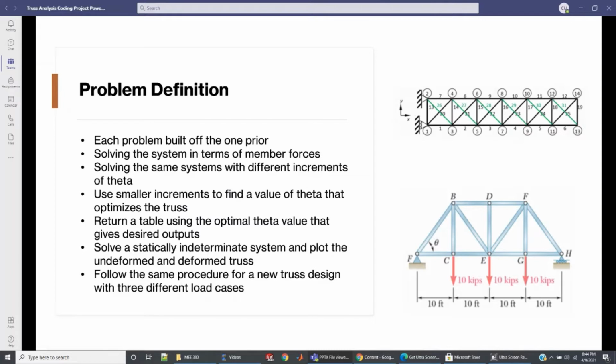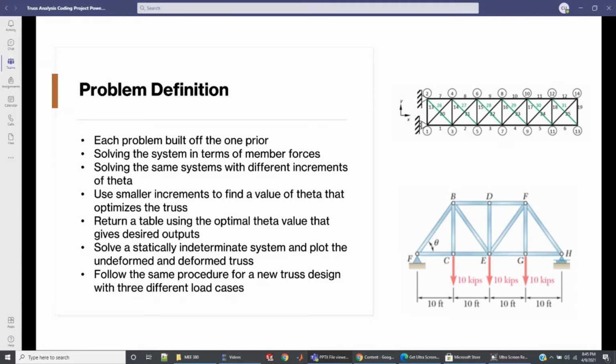And from there, in part B, we had to solve the same system, but using different increments of theta, starting at 20 degrees and moving up to 80 degrees using increments of 5 degrees. And then part C, we had to follow the same procedure that we did in part B, but we had to use smaller increments. This allowed us to optimize the truss and find at what theta the truss system would then be optimized. Part D, we had to return a table using the theta value that we found in part C, and it gave us desired outputs.